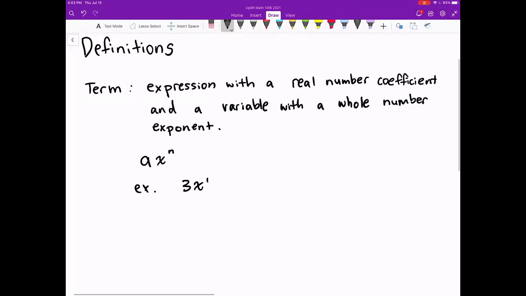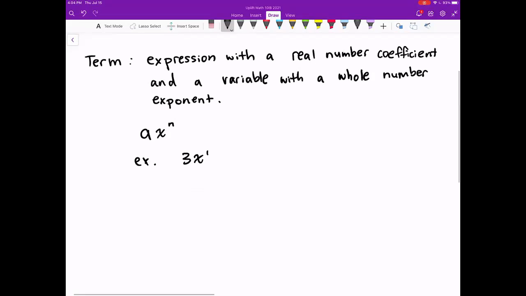So in this case, our coefficient is 3, our variable is x, and our power is a whole number, which is 1. And then we could have another term, for example, 4xyz. A term can have any amount of variables just as long as they're all multiplied together. So in this case, we have the coefficient of 4, and then we have 3 variables, all with the power of 1.